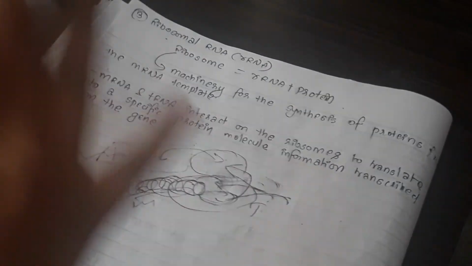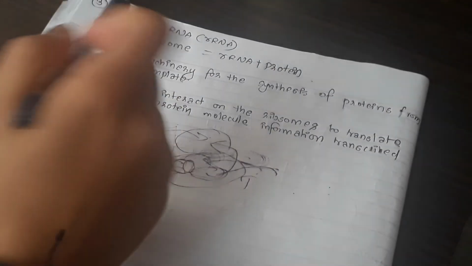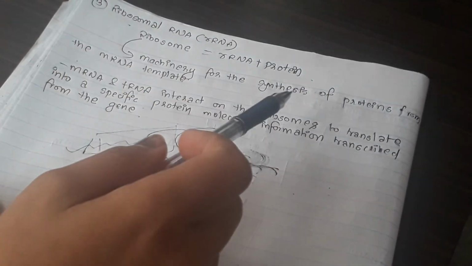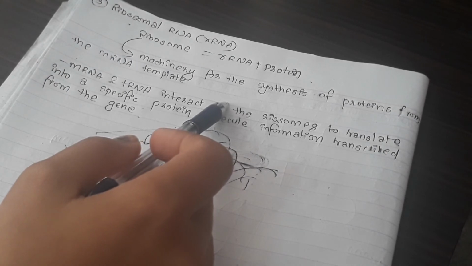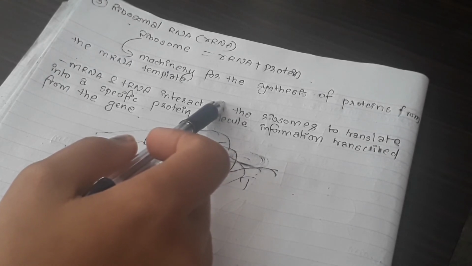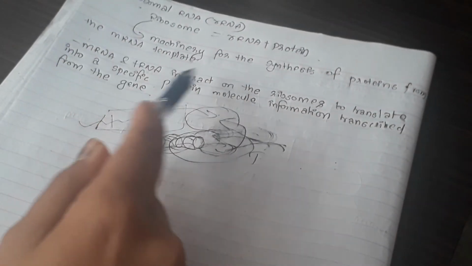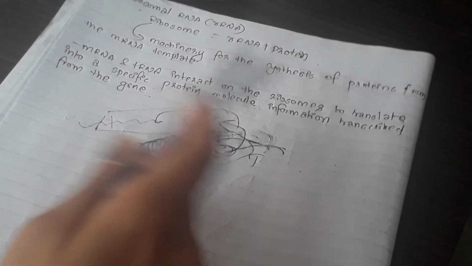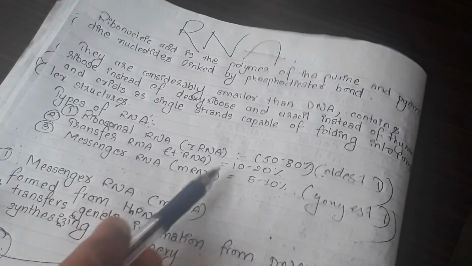Now our ribosomal RNA brings something new from the information and things brought, so it helps in forming the amino acids. So ribosomal RNA, the mRNA and tRNA interact on the ribosomes to translate into a specific protein molecule the information transcribed from the gene. So it's very simple. The things you have to remember are just the percentage and the function.